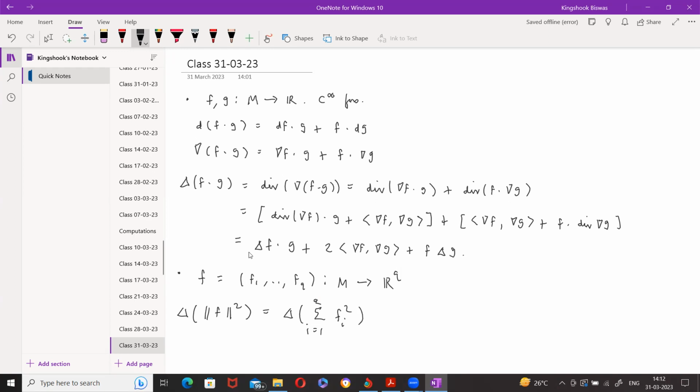And now we can use the product rule for the Laplacian. So this is going to be the sum i goes from 1 to q. I'll get fi Laplacian fi here plus, twice the inner product of grad fi with grad fi, plus fi Laplacian fi. So that gives me twice fi Laplacian fi plus twice norm grad fi squared.